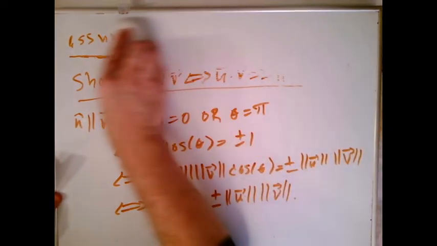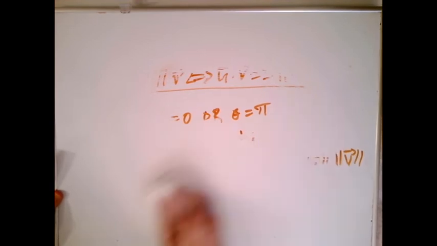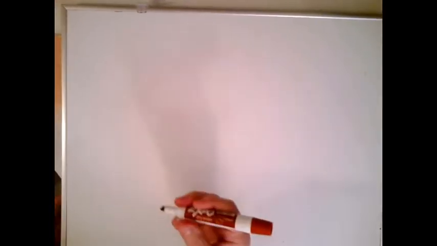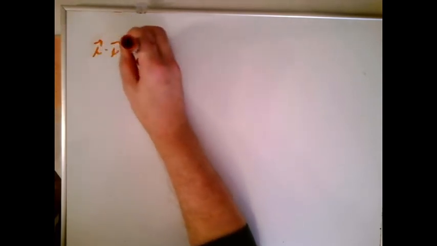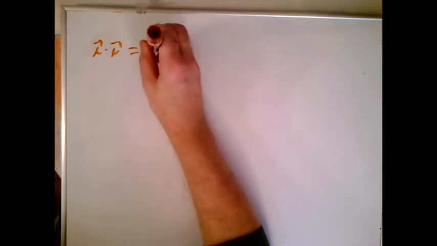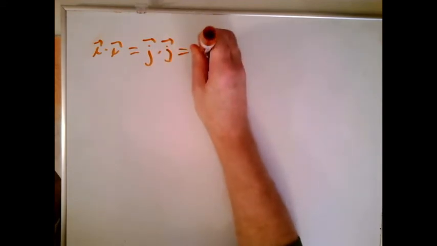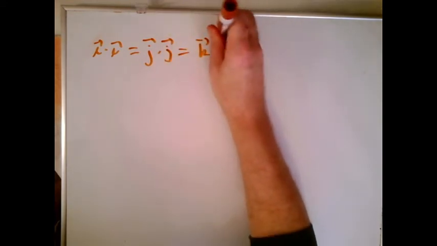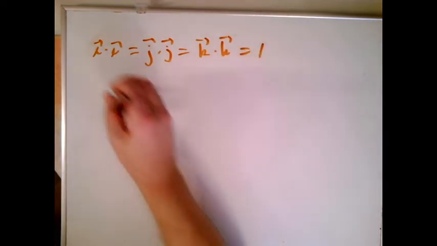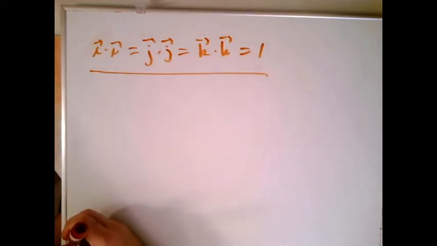The next one is stuff that we use a lot, but is now trivial, but we need to write them down once. The next thing we're supposed to show is that I dot I equals J dot J, and little arrows over here, equals K dot K, like that, equals 1. Let's just do I dot I. The others are exactly the same.